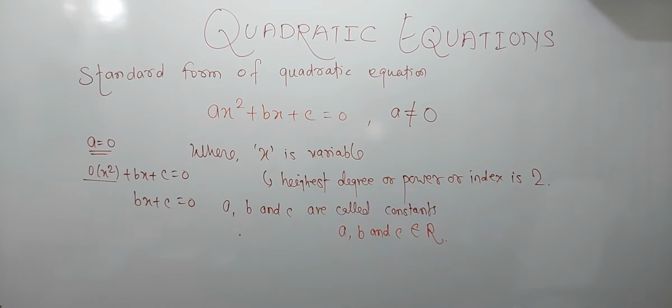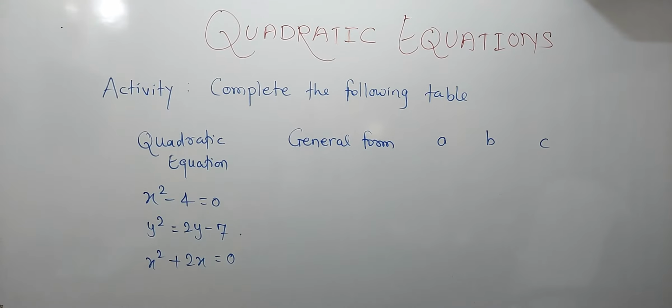Okay students, now we will learn the next activity. This is the activity which is given on page number 31. Complete the following table. This is the quadratic equation. Then you will write it in general form. The general form is ax square plus bx plus c is equal to 0.